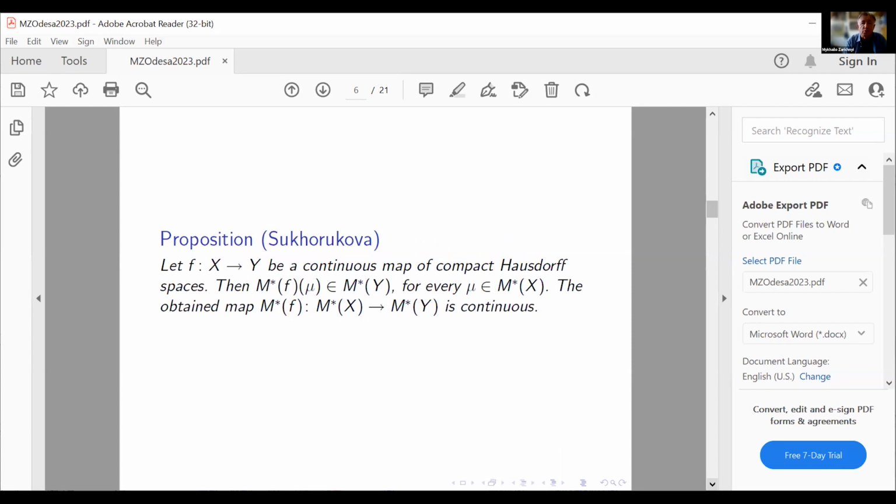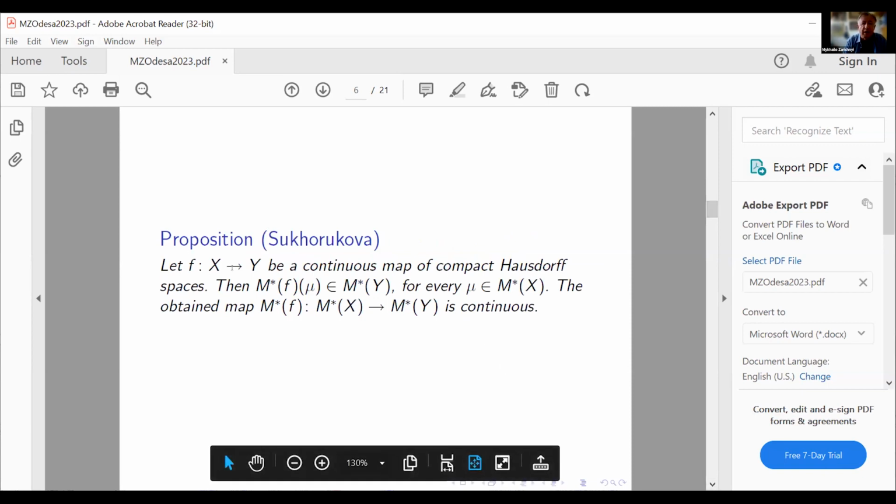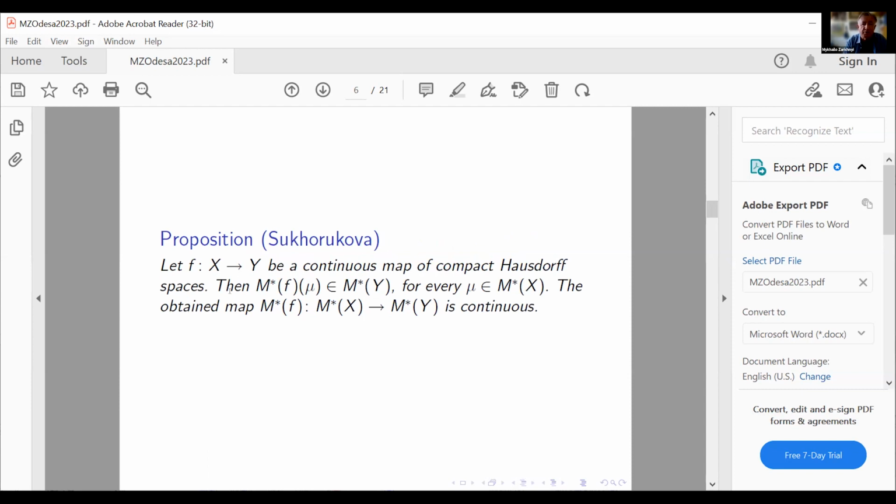And Sukhorukova also proved the following: if we have a continuous map of compact Hausdorff spaces, then it induces a map of the spaces of star measures. This map is denoted by M star of f, and it is defined by a formula. M star of f of mu should be the measure, should be an adjoint operator.